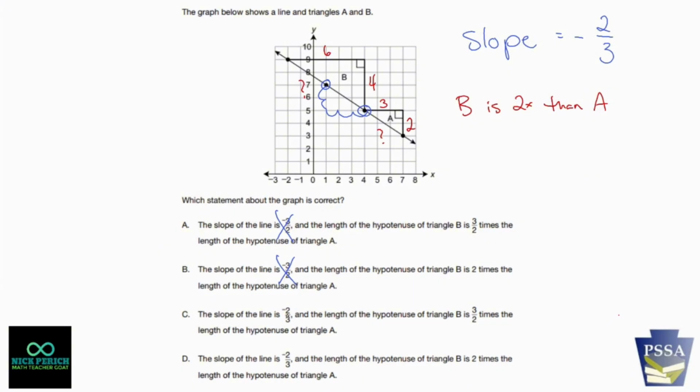So the slope is negative 2 over 3. Got it. The length of the hypotenuse in B is 1.5 times the length? No. The length of the hypotenuse in B is 2 times the length of A.